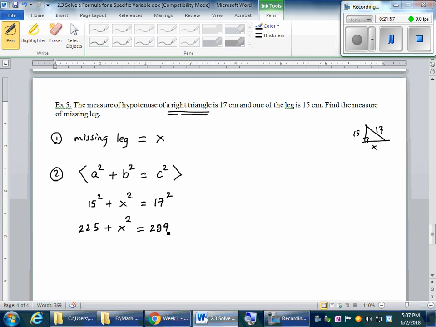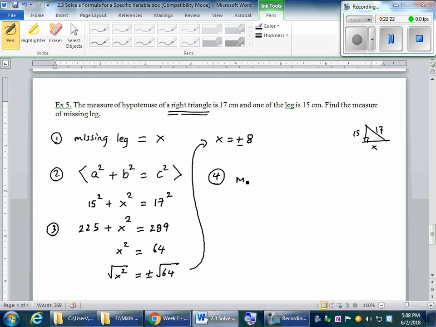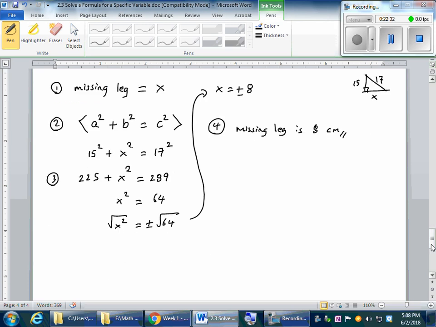When you square 15, that will be 225 plus x squared equal to, when you square 17, that gives you 289. If you subtract 225 from both sides, that will leave us with 64, and you take the square root on both sides. So that will give me x is equal to negative or positive 8. And we know that the length of a triangle cannot be negative, so my interpretation, the last step, step 4, the missing leg is 8 centimeters. And that will be our final answer.